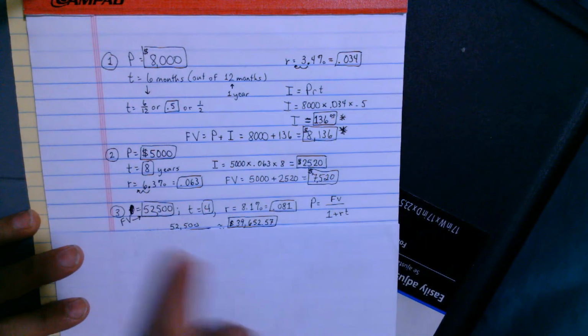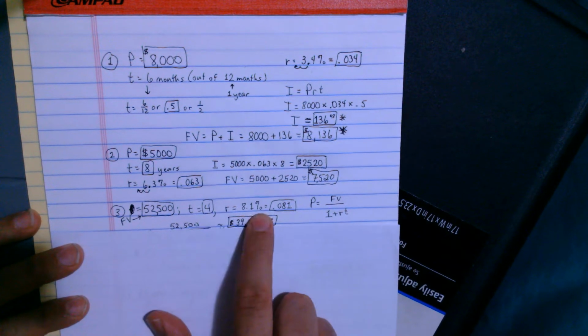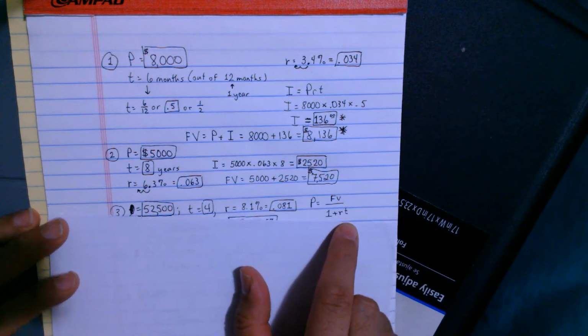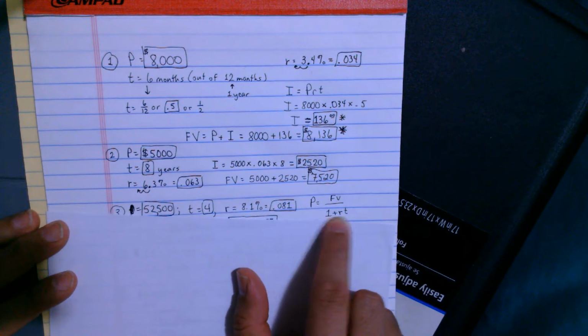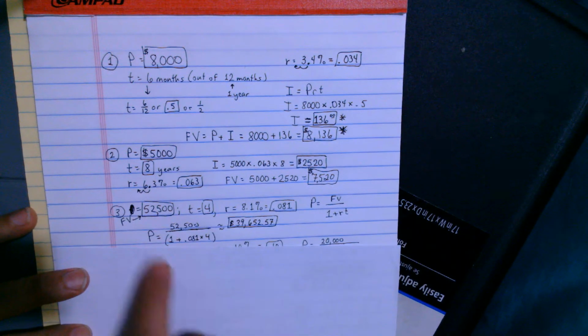So future value, that's what's given. The time is 4 years. The interest, again, move the decimal 2 places to the left, 0.081. This is your formula. Future value divided by 1 plus r times t. So taking these three values, put into this formula, you have this setup and then this answer.